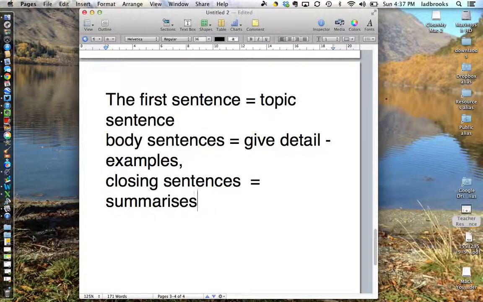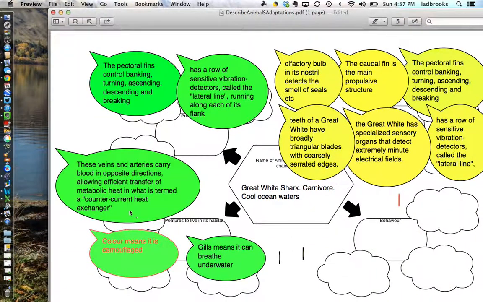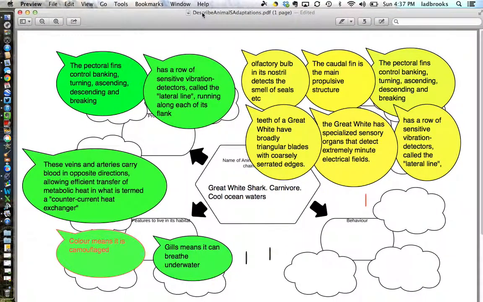So if we go back to my plan here, I'm going to write a paragraph about the features that live in its habitat. You can see that's down here on this little piece here, and these are the things that I've come up with. So the first one of these, they have veins and arteries that carry blood in opposite directions, allowing it efficient transfer of metabolic heat in what is termed a countercurrent heat exchanger. It's a very long way of saying that the fact that this blood goes in different directions means that it can keep its body warm because it lives in cool ocean waters over here.